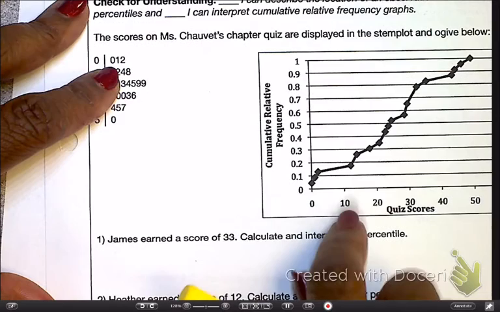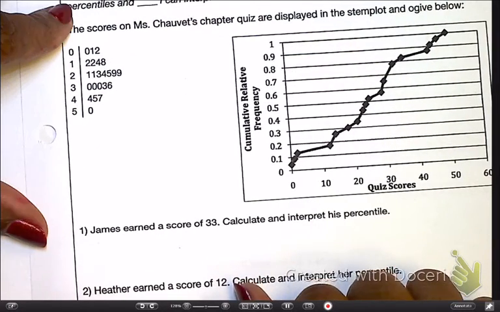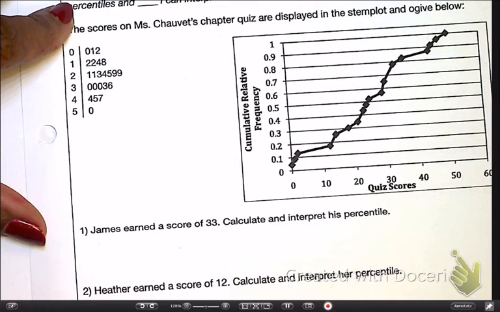But I like looking at the Ogive. But here, 3 out of the 23, because that's how many students, gives you 17%. So approximately 17% of the students are at or below 12, so she did better than 17%, and then of course 83% did better than her.